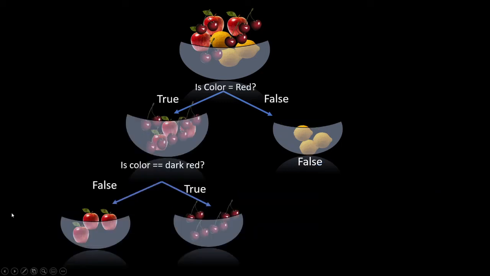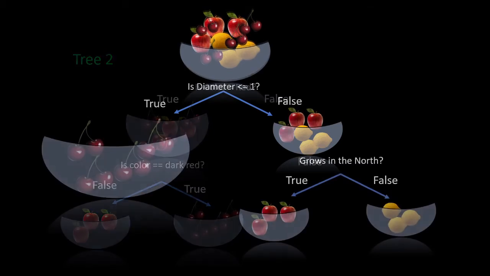And now we have this other scenario here. We've got, is the color red, true or false? You can see on the right that the cherries and the apples are red. But then the next thing is, are they dark red? Cherries are truly darker red. Apples are lighter red. And so we're going to call this one tree 2. This is the result for tree 2.